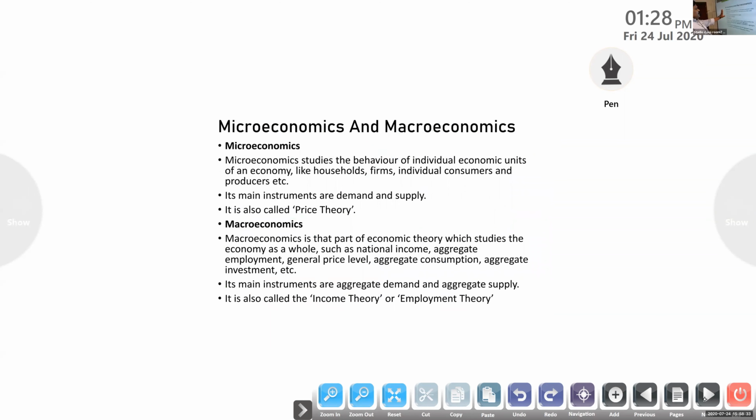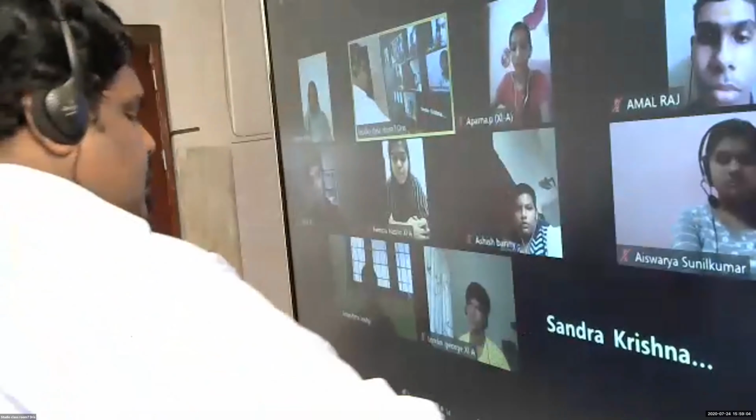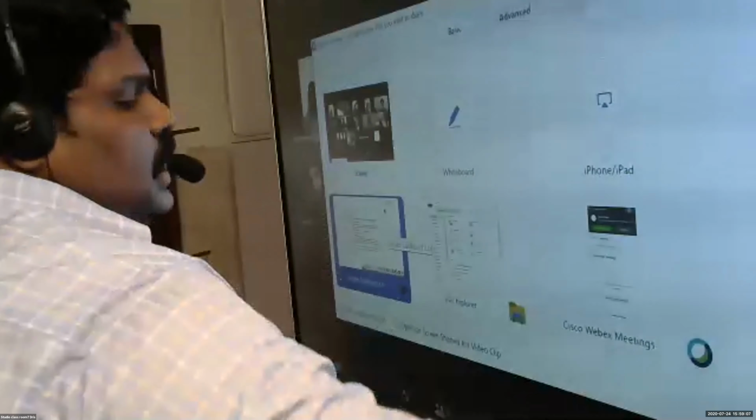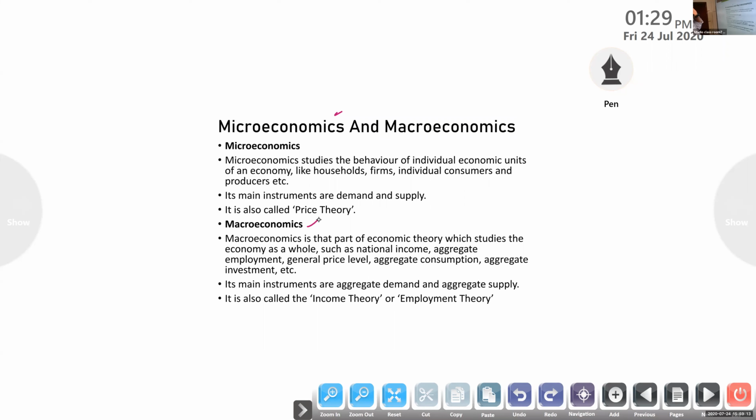Next one, the important factor for us, we want to know the difference between these two. What is microeconomics and what is macroeconomics? Micro, we know that microeconomics studies the behavior of individual economic units of an economy, like households, firms, individual consumers and producers, etc. Okay, any doubt in that? No, sir. No doubt. Okay, macro, we know that. Macroeconomics basically discusses the economy as a whole. These are the differences between these two.